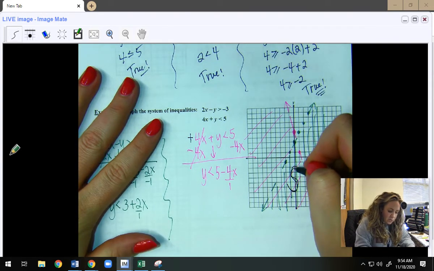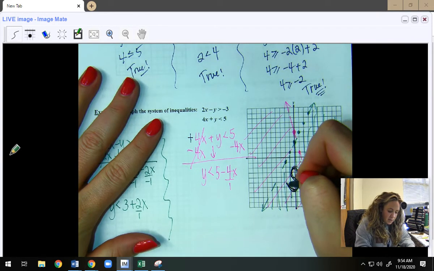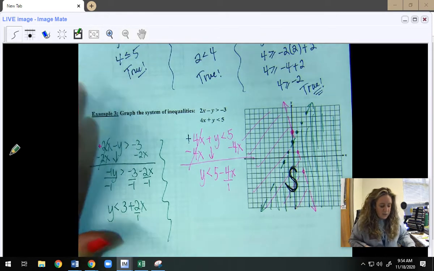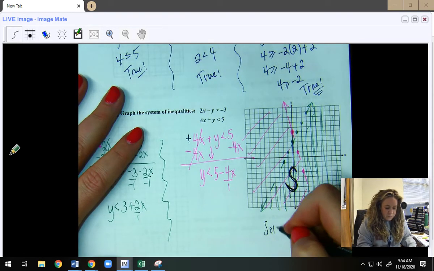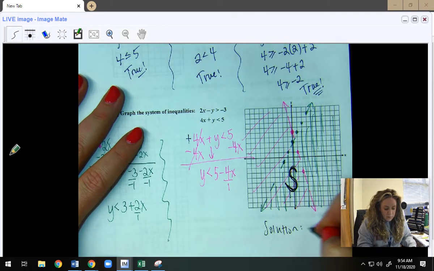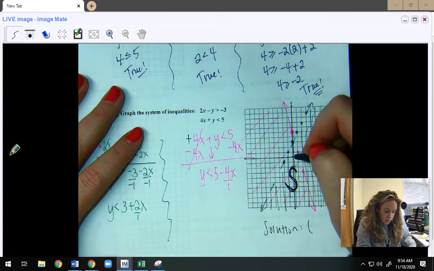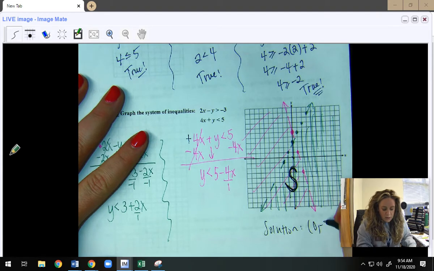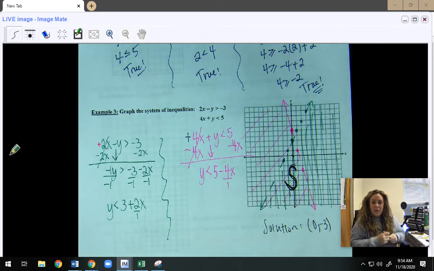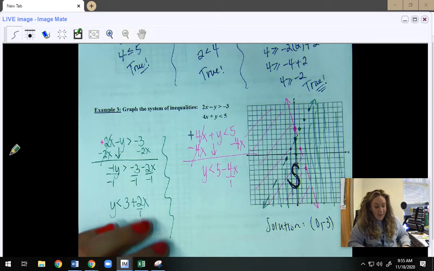So here we go. The solution set is where they cross. And I'm going to state a solution to this system. I'm going to use 0, 1, 2, 3. I'm going to use 0, negative 3. Okay. Perfect. So that's that.